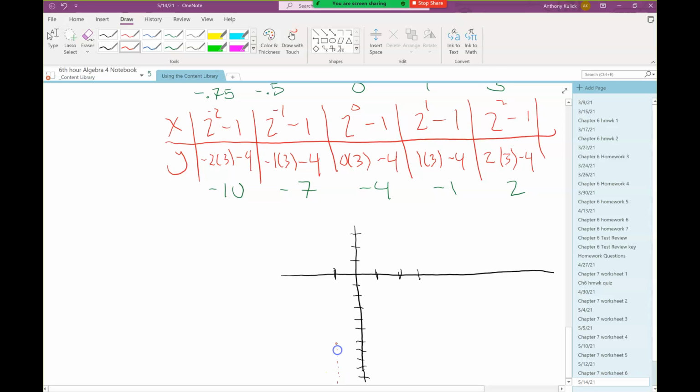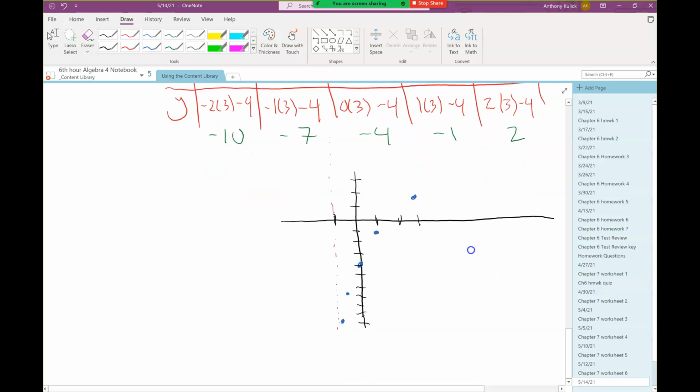Start with drawing in my asymptote. And then I have negative 0.75, negative 10. So that's going to be like there. And then negative 0.5, negative 7. It's like there. 0, negative 4 is like there. 1, negative 1 is there. And then 3, 2 would be there.